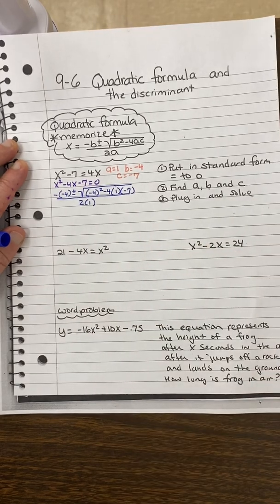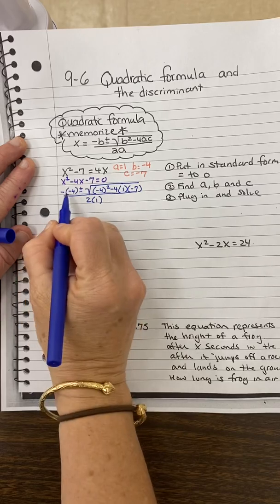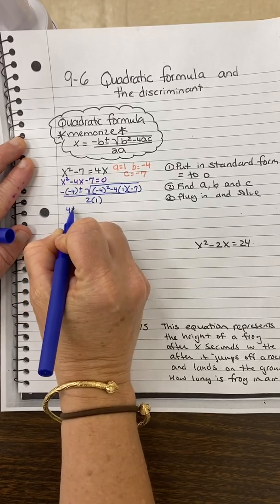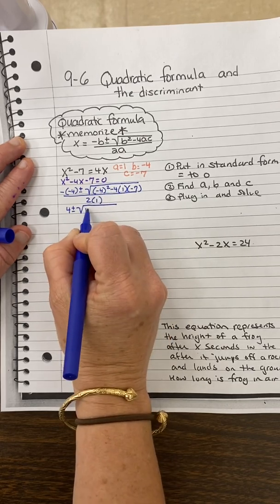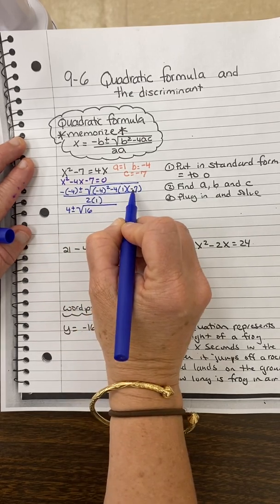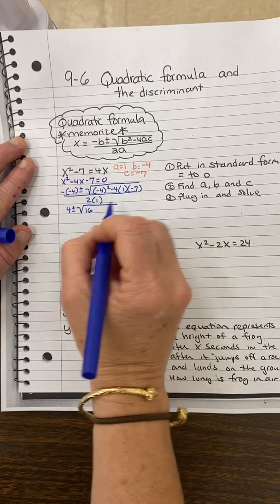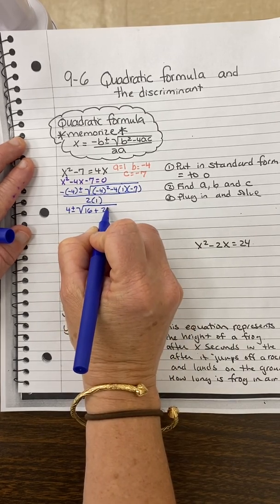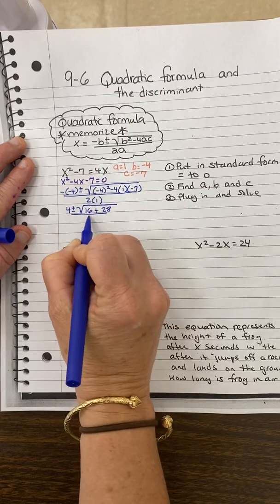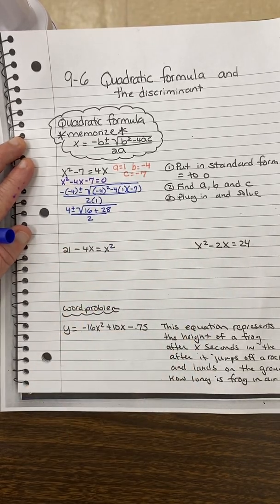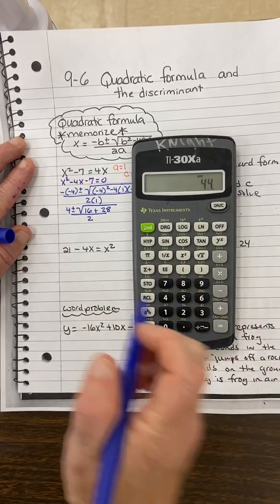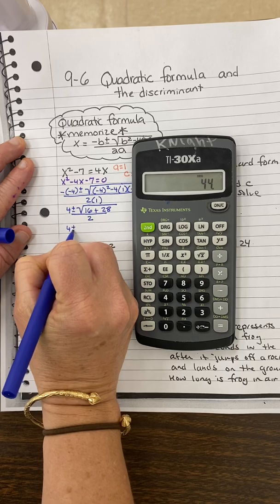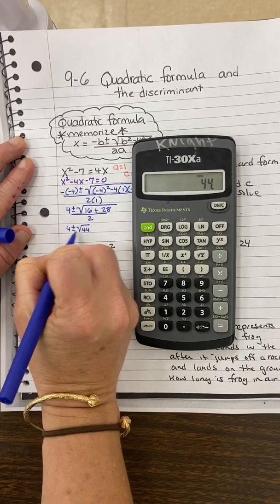Okay, so now I'm going to try to simplify a few things so it's not just doing one little step every time. Negative 4 is 4 plus or minus square root. Negative 4 squared is 16. And then negative 4 times negative 7 times 1 is positive 28 over 2. Okay, now I'm going to take my calculator and 16 plus 28. So I have 4 plus or minus the square root of 44 over 2.